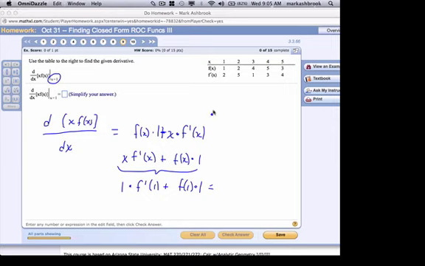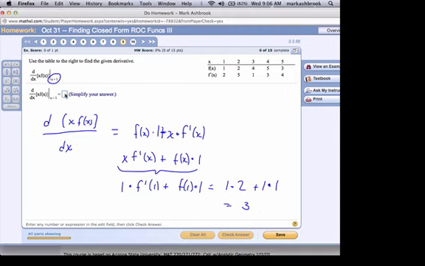So now that we have the rate of change function, it's evaluated at 1. So what is it? 1 times the rate of change at 1 plus the function at 1 times 1. 1 times rate of change of 1 is 2. What's the function at 1? 1. So for my problem, this is 3. Okay, questions on this one? Does it make sense?